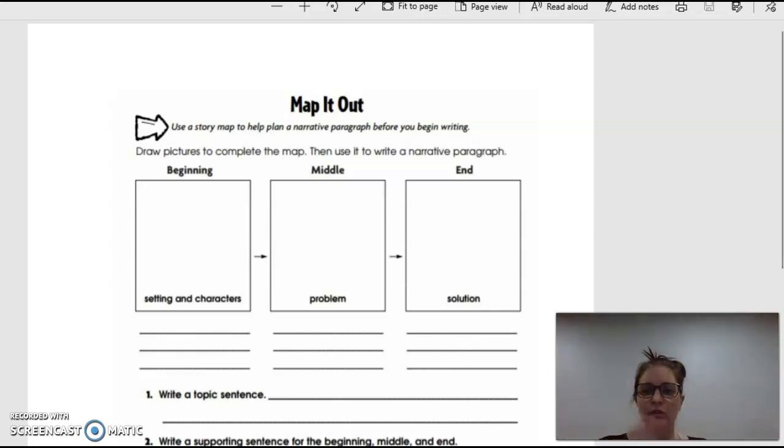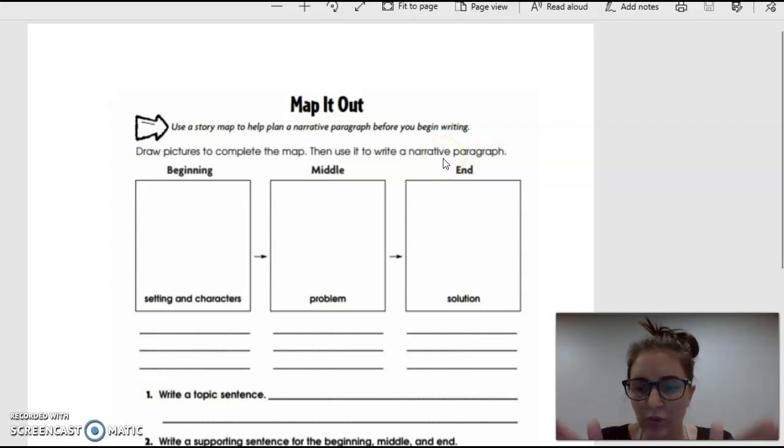I'm here just to give you a brief explanation as to the activity Map It Out. So if you can see here, it says Map It Out. It says use a story map to help plan a narrative paragraph before you begin writing. Draw pictures to complete the map, then use it to write a narrative paragraph.